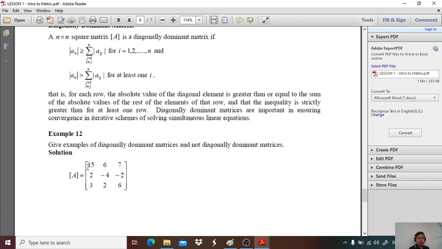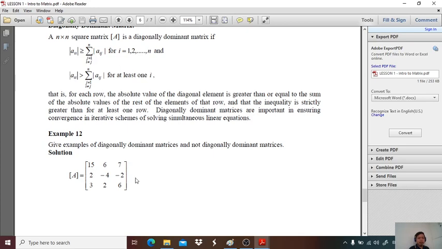So first, the main diagonal here is 15, negative 4, and 6. Let's try the first row: 15, 6, and 7. The main diagonal is 15, so the absolute value of that diagonal element, 15, must be greater than or equal to the sum of the absolute values of the rest. So 15 is greater than or equal to 6 plus 7. 6 plus 7 is 13, and 15 is greater than 13. So this element 15 is diagonally dominant.